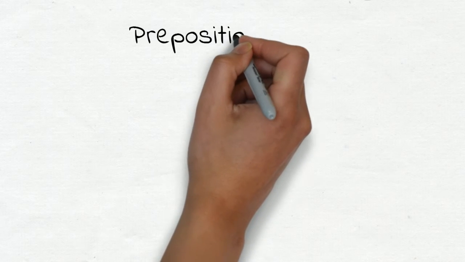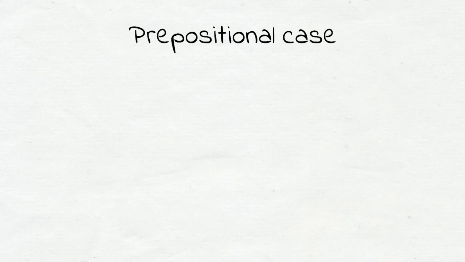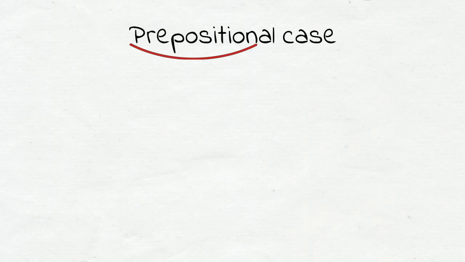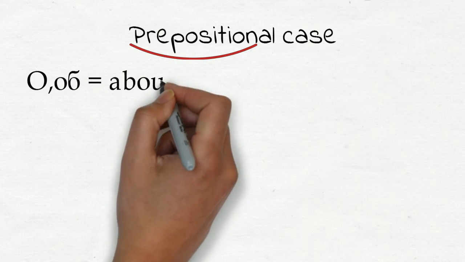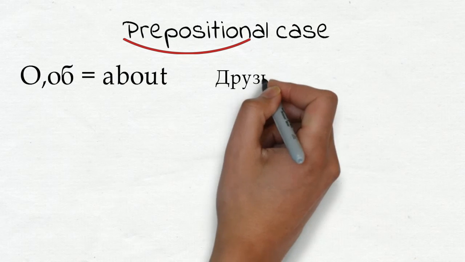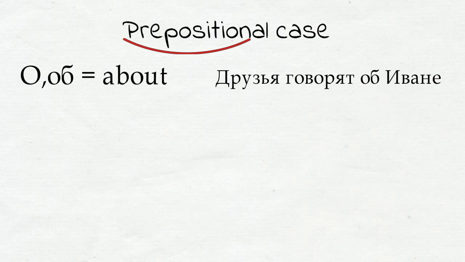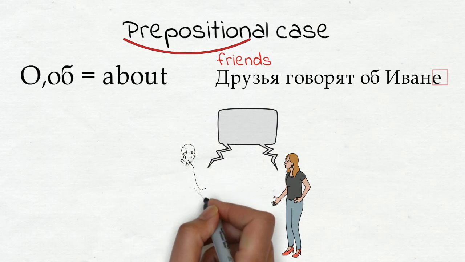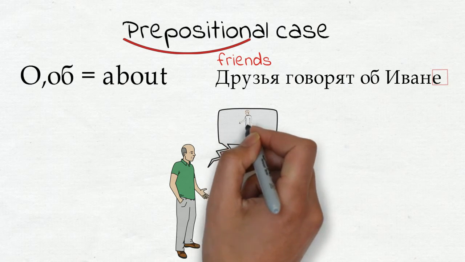The prepositional case is so called because it must always be introduced by a preposition. In our case, the preposition is «о», about. «Друзья говорят об Иване.» After the preposition «о», we must put Ivan in the prepositional case.